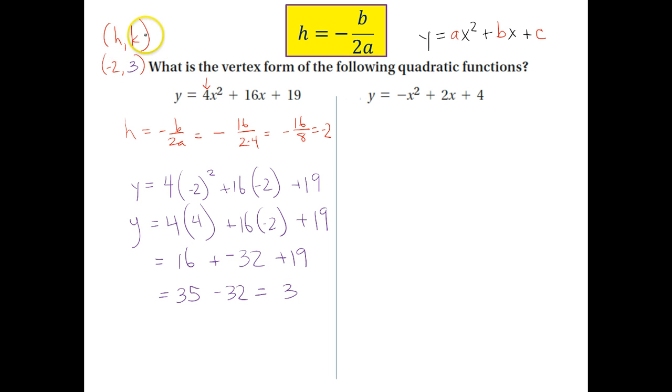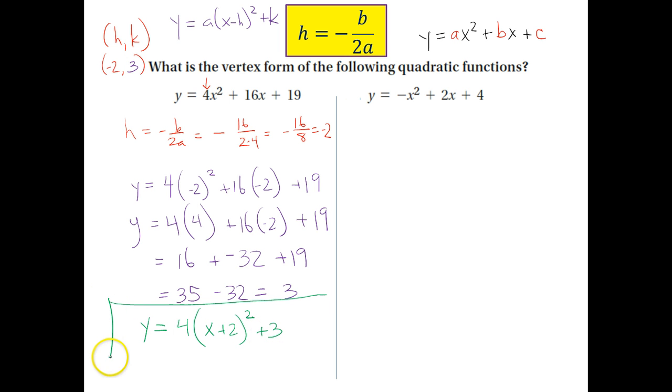So hk is my vertex. So if you remember, vertex form is y equals a times x minus h squared plus k. So I get in vertex form y equals a, which is 4, times x minus negative 2, that becomes plus 2, squared, plus k, which is plus 3. So that is vertex form for this guy.